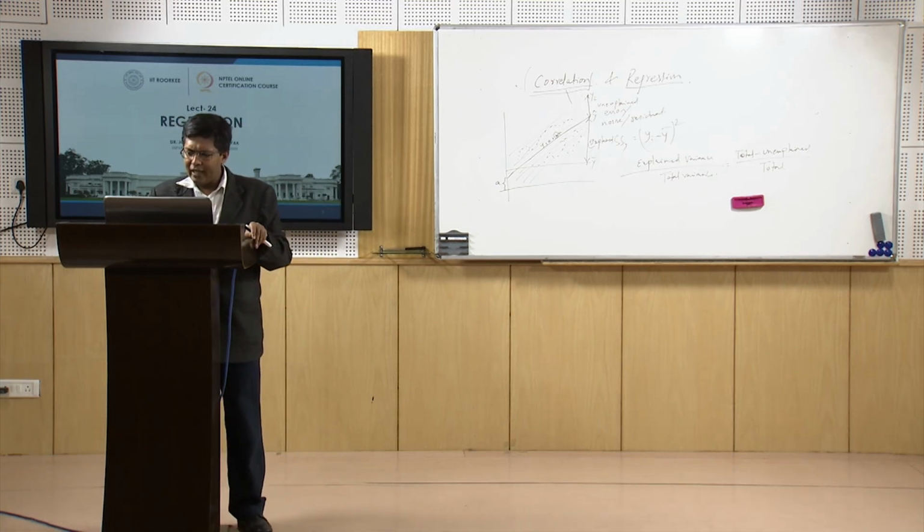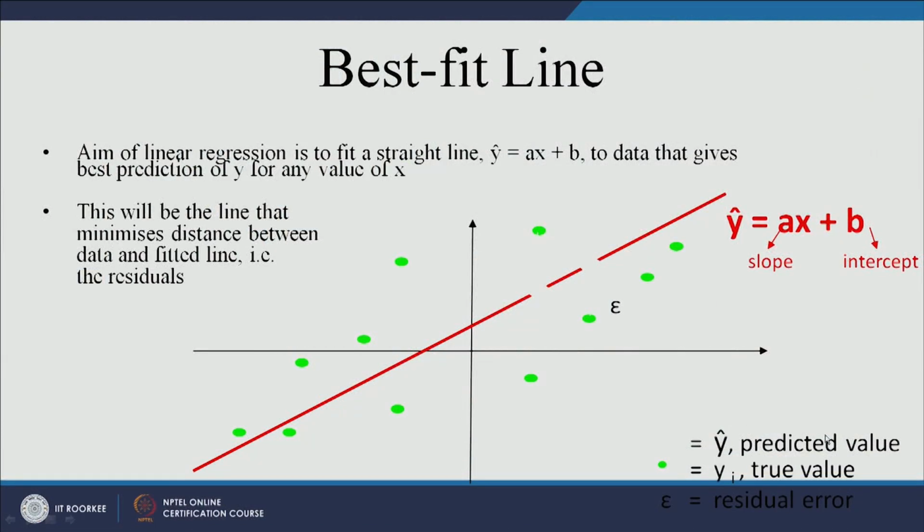So, y estimated, if you can see, is the predicted value, yi is the true value, which is the observed value I had said, and e, if it is visible, is my residual error, right. Okay.